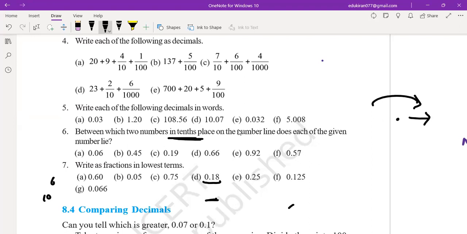Earlier, for example, the same question we did in the previous classes also. For example, 0.6. I just directly ask you between which two numbers 0.6 will be lying. Then you told me, ma'am, between 0 and 1 it will be lying. But here, they are not asking you between two numbers. What they are asking is between which two numbers in the 10th place. Getting the point?